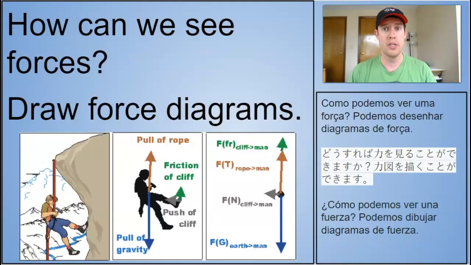Now, one challenge is, well, we can't see forces. We can really only see their effects. But we need to understand how these forces work, because we live on a planet where all these forces are happening pretty much all the time. So how do we see forces? Well, we start by looking at an action or looking at an object and trying to assign which forces are working on that object or acting on that object. And we do that by drawing something called a force diagram.